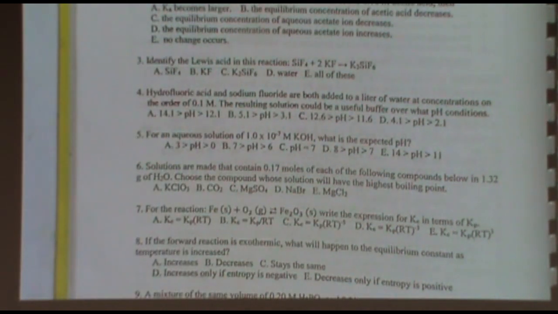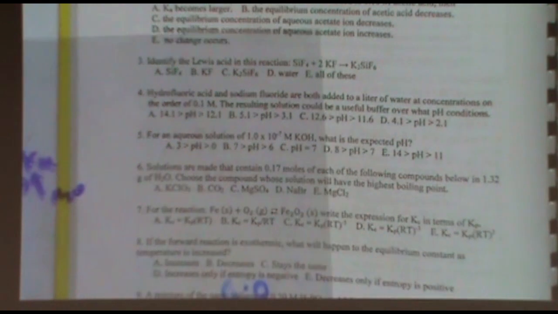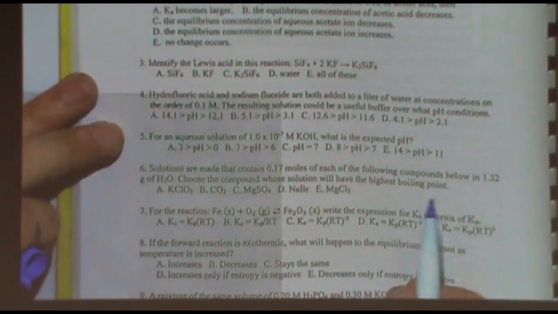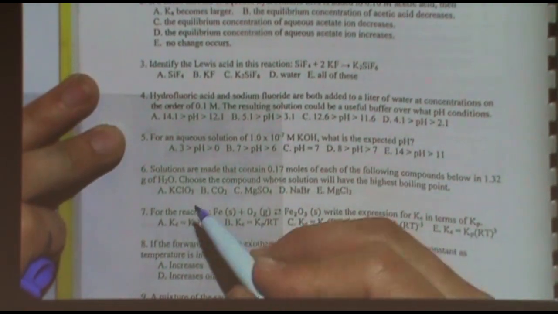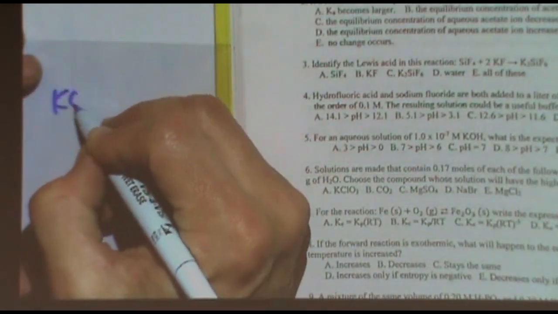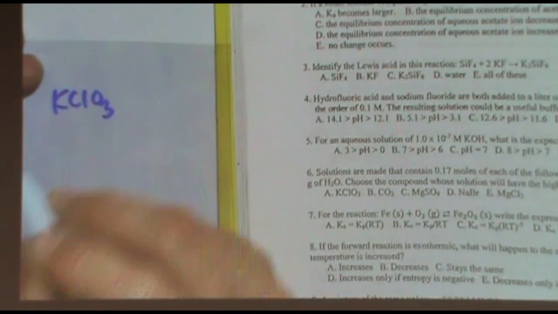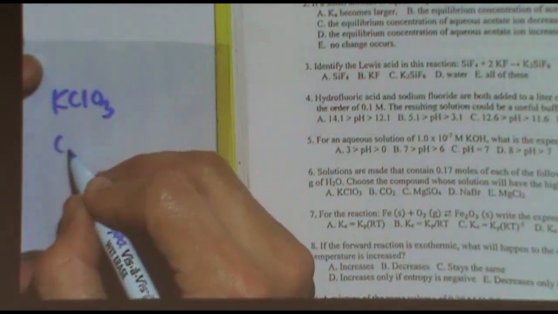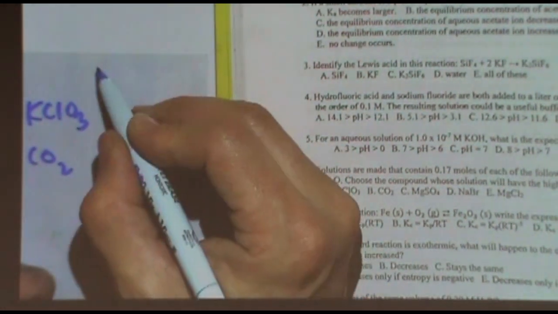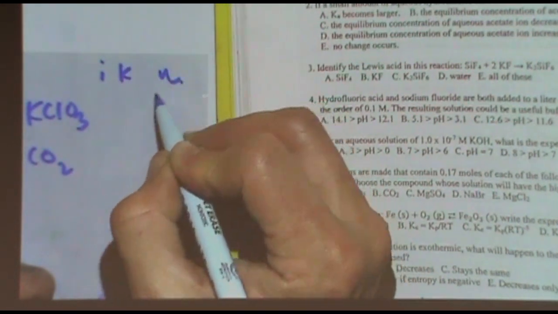Okay, how you do this one, this is another classic style, same idea. We're looking at number 6 here. What I want you to do is make a little table of each of these. I'll give you a little example, like KClO3 versus, let's do CO2. And what I want you to do is make an i, m, table.